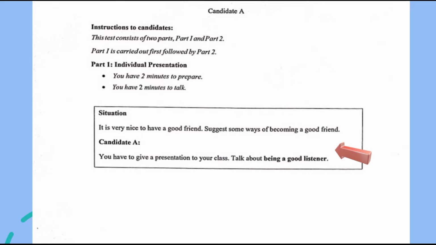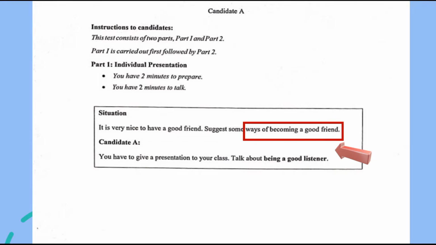So after reading this question, the next thing that you need to do is for you to identify the key phrases for the situation and the task. So we know now that the situation is for you to talk about ways of becoming a good friend. And the key phrase for the situation is here.